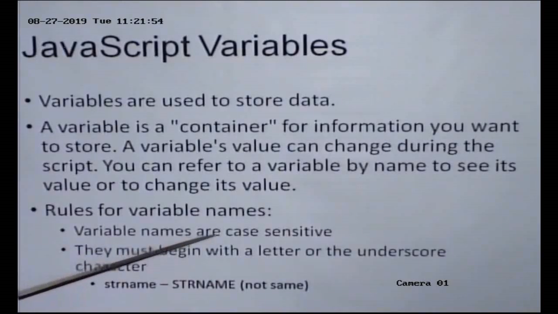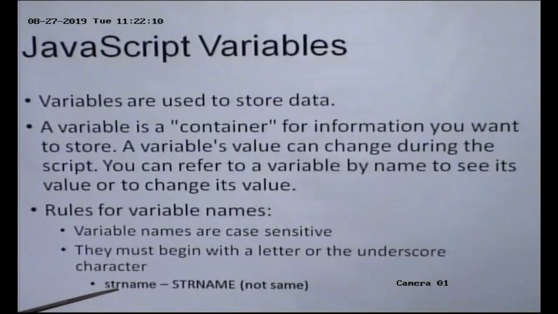So what are the general rules for defining the variable names? Variable names are case sensitive. Okay, so in Java as well as in JavaScript, the variable names are case sensitive. That means, see here, these two variables will not be the same, even though they have the same name. Here this is a lower case character, it is an upper case character, so both variables are entirely different in JavaScript. They must begin with a letter or underscore character. So the beginning of the variable name should start with either a letter or an underscore character. Okay, that is another rule.